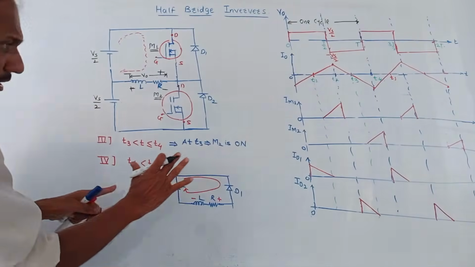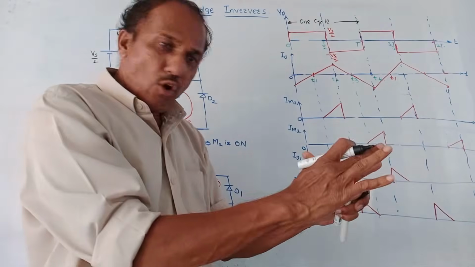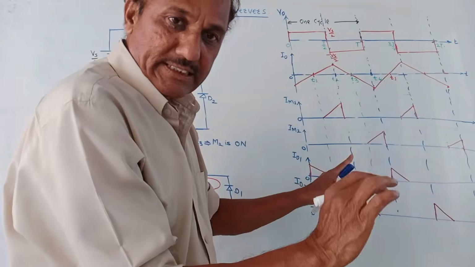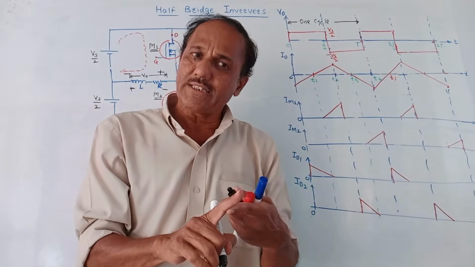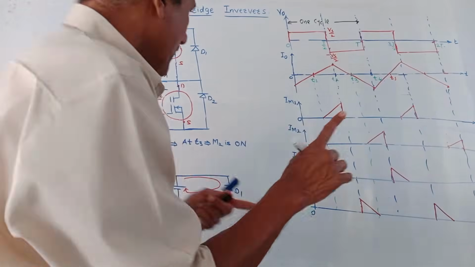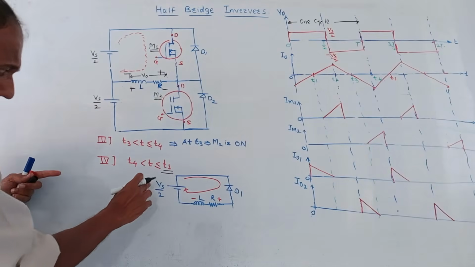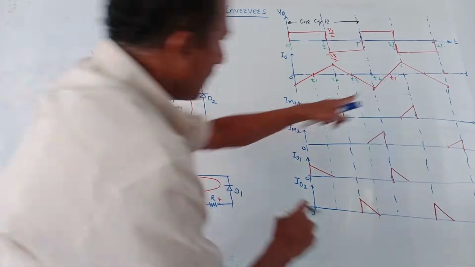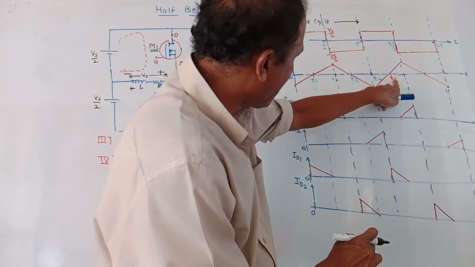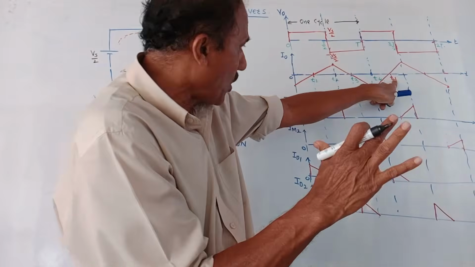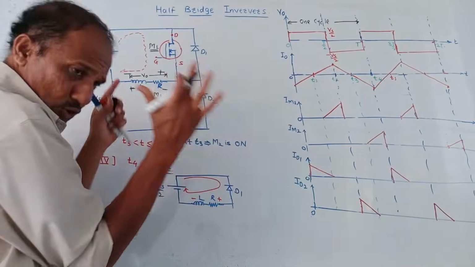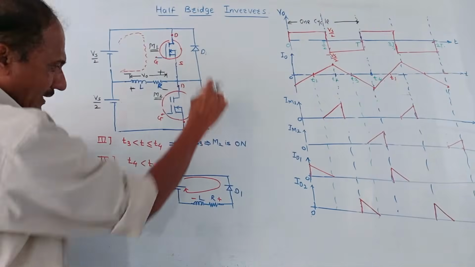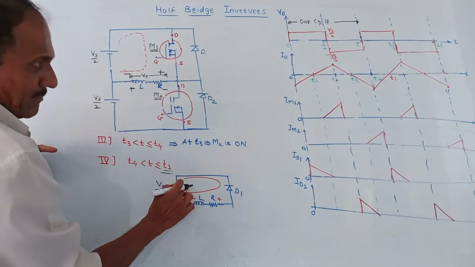At T4, M1 and M2 both are off. It is the same as the case of T1 that we have already discussed, because at T1 also we discussed that both M1 and M2 are off. In the same way, for the time interval T4 to T1, both M1 and M2 are off and the stored energy will be returned back to the source through diode D1. So this is the equivalent diagram.